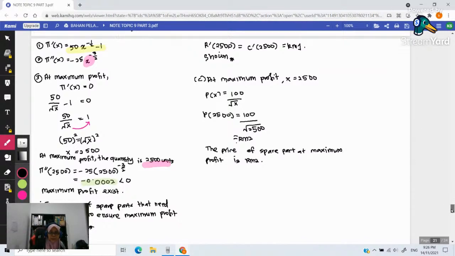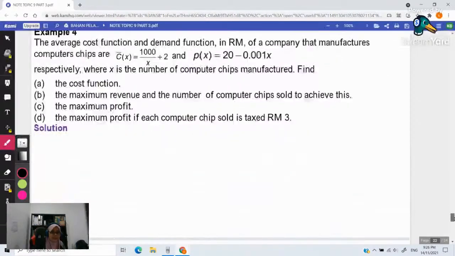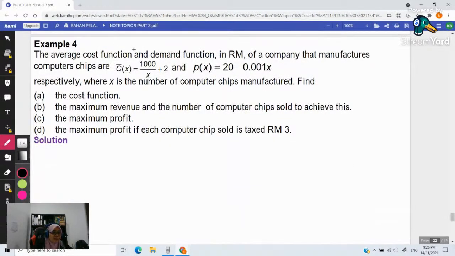Okay, now we proceed to the last example, which is example number 4. Let's read the question. The average cost function and demand function of a company manufacturing computers are, so this represents average cost, 1000 over X plus 2, and price equal to 20 minus 0.001X. First we copy down the information. So average cost equals 1000 to the power negative 1 plus 2, and in the demand function, price equals 20 minus 0.001X.